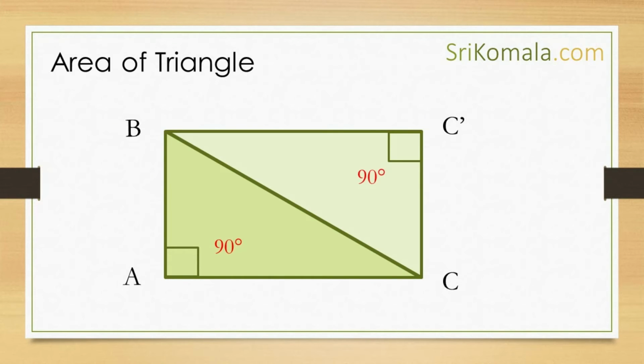Next, let us put the same triangle on the top of the triangle ABC. Please see the figure for better understanding. This process will give us rectangle A, B, C, and C'.